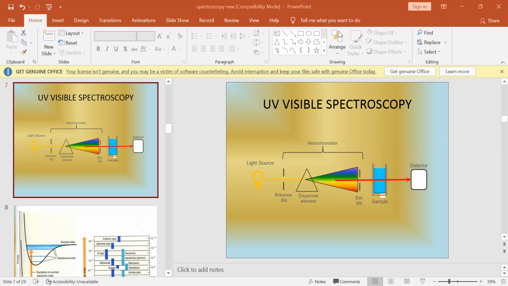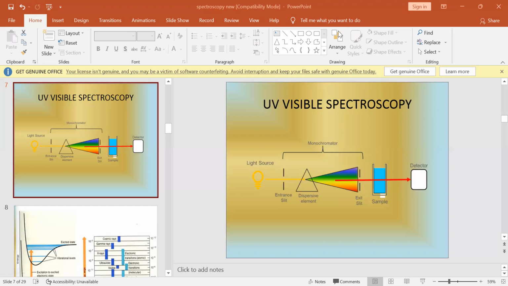When electromagnetic radiation strikes an atom or a molecule, either absorption or emission will take place. If absorption takes place, electronic transitions are possible. If emission is taking place, it is studied under emission spectroscopy. But UV visible spectroscopy comes under absorption spectroscopy.